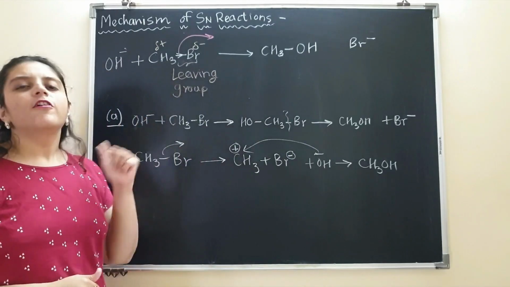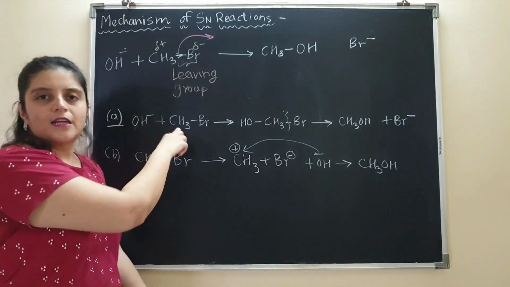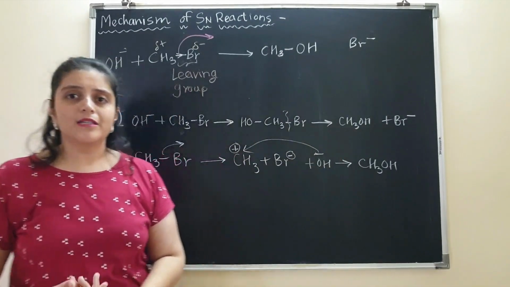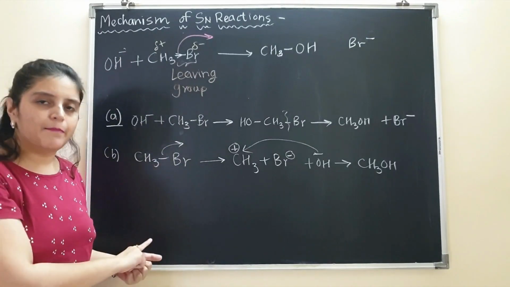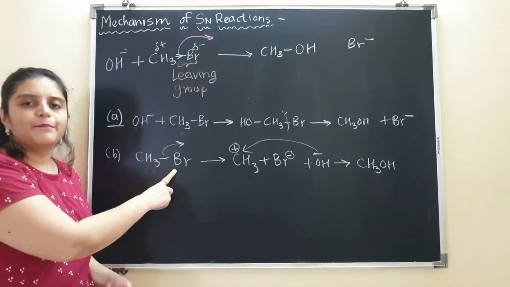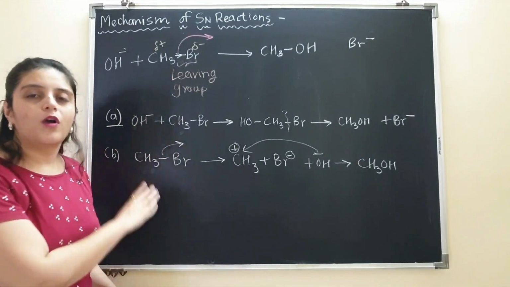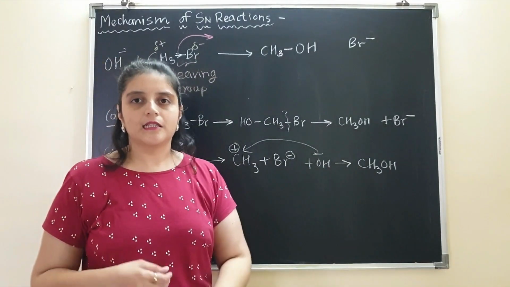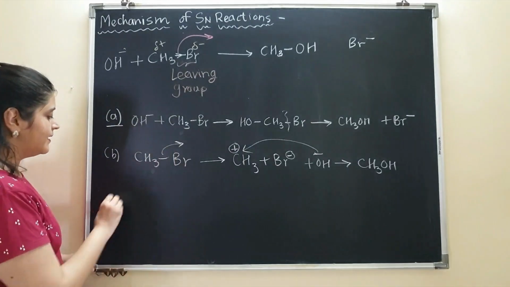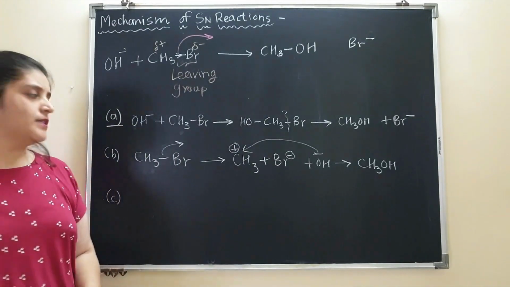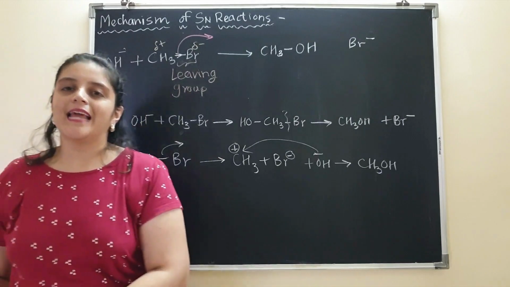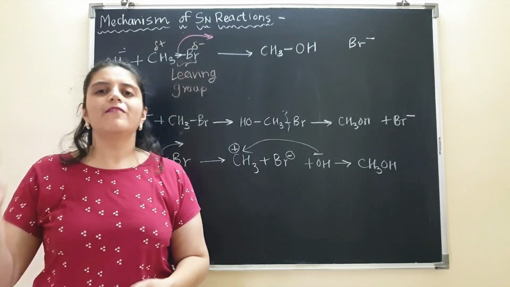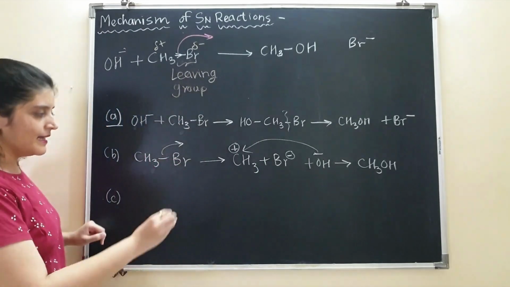I repeat, the first possibility is formation of the new bond and then breaking of the older bond. The second possibility is that breaking of the older bond, the C-Br bond, will take place first, and then formation of the new bond will take place to form CH3OH. And the third possibility is that both the actions will take place simultaneously. Formation of the new bond and breaking of the older bond will take place at the same time, like this.